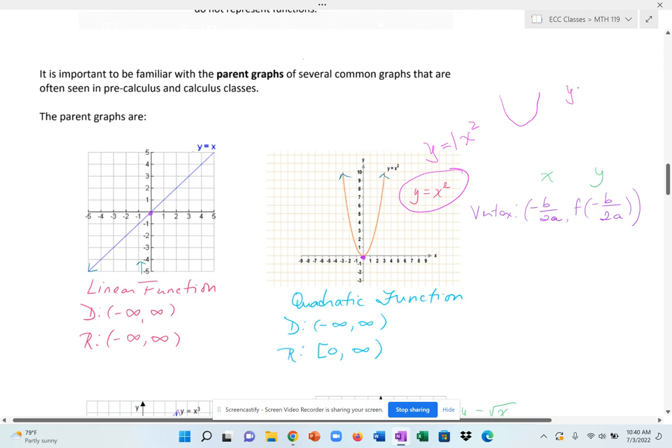If it was negative x squared, then it would be upside down. It would look just like this, but it would be upside down. So quadratics also fall within the umbrella of polynomial functions, so the domain is all real numbers. There are no restrictions on what x can be, but when you read the graph from bottom to top, the first value of y on the graph is 0, and then it grows from there, so it's from 0 to infinity, including 0.